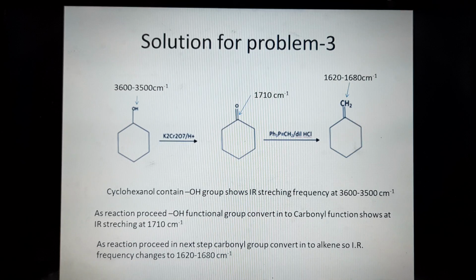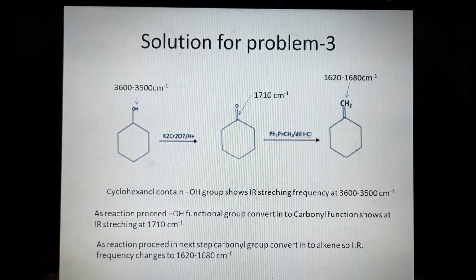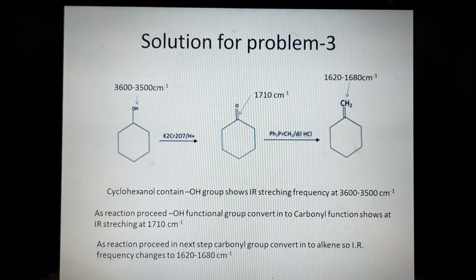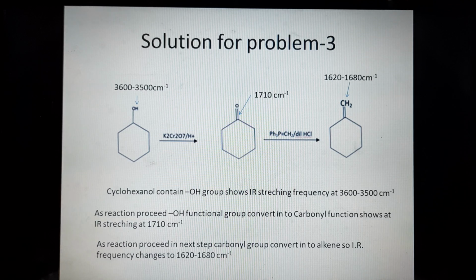In the next step of this reaction, the carbonyl functional group reacts with an ylide. The ylide converts the carbonyl functional group into an alkene. So due to formation of the alkene, the carbonyl stretching frequency, which was observed at 1710 per centimeter, now disappears, and a new IR stretching frequency of the alkene, 1620 to 1680, appears in the IR spectrum.